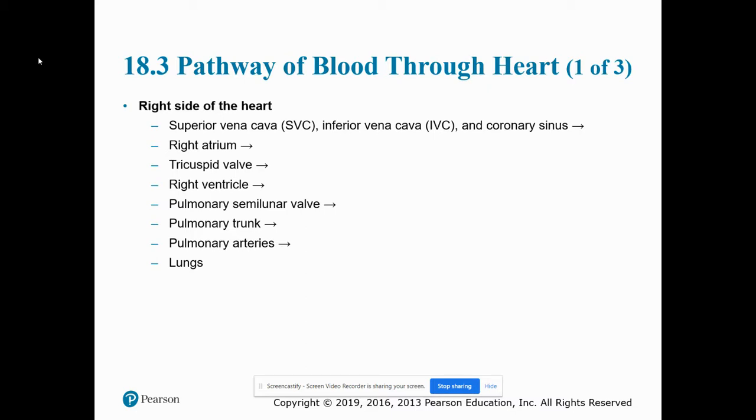So we're going to start off with blood returning to the right atrium. Generally, this is often how books start. The pathway of blood through the heart is the blood returning to the right atrium. So it's going to return to the right atrium via the superior vena cava, inferior vena cava, and coronary sinus, and then go into the right atrium. From the right atrium, it's going to pass over the tricuspid valve and go into the right ventricle. From the right ventricle, it's going to go through the pulmonary semilunar valve and go into the pulmonary trunk, which is then going to go into the pulmonary arteries and then into the lungs.